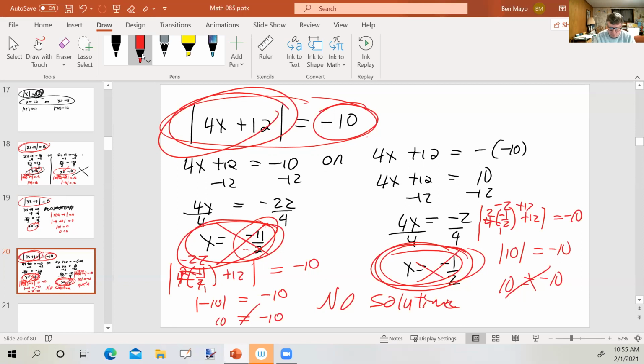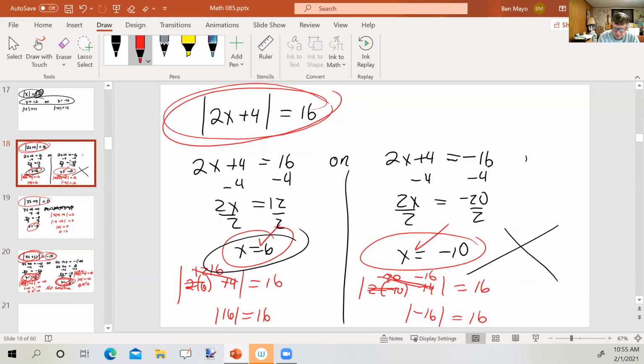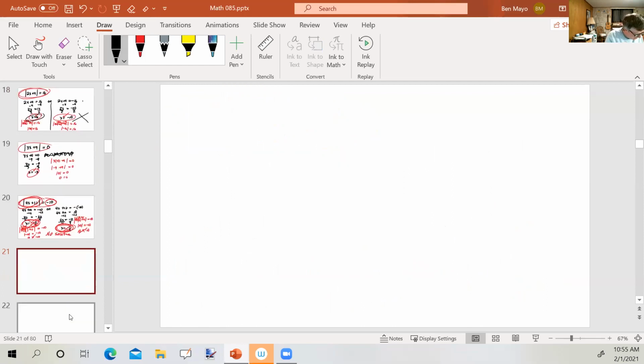Okay, so a case like this, there's no actual solution. A case like that, there's one solution. In a case like that, there could be, or there are, two solutions. Now, let's say we have this scenario. 2 times the quantity x plus 4 minus 6 equals 10. Okay.